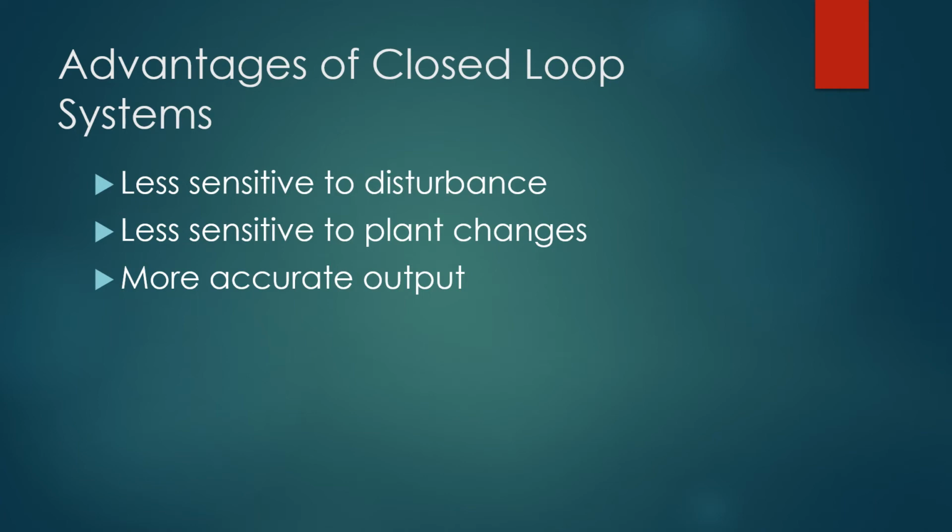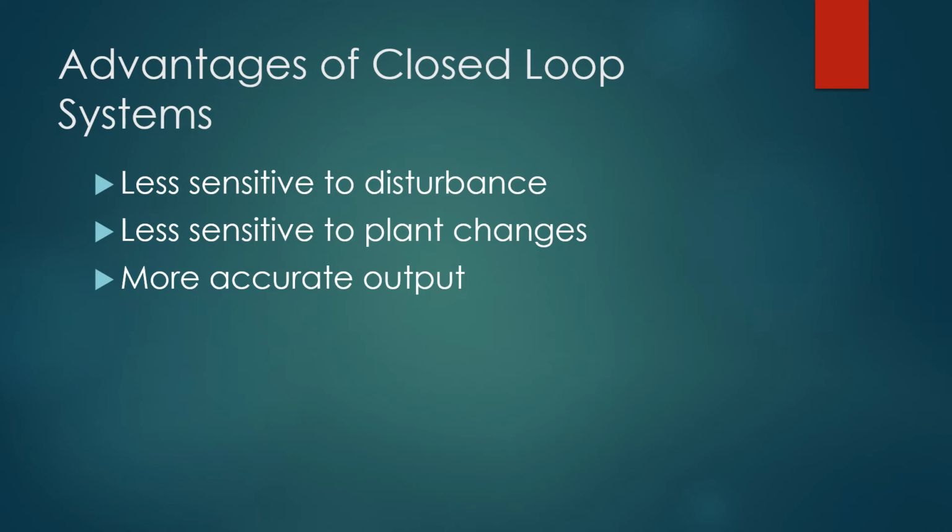the feedback mechanism still affects any changes in the plant. Same mechanism that compensates for disturbances. As with a closed loop system, as the effects of disturbances and plant changes are minimized, it would give us a more accurate output as compared to an open loop system.